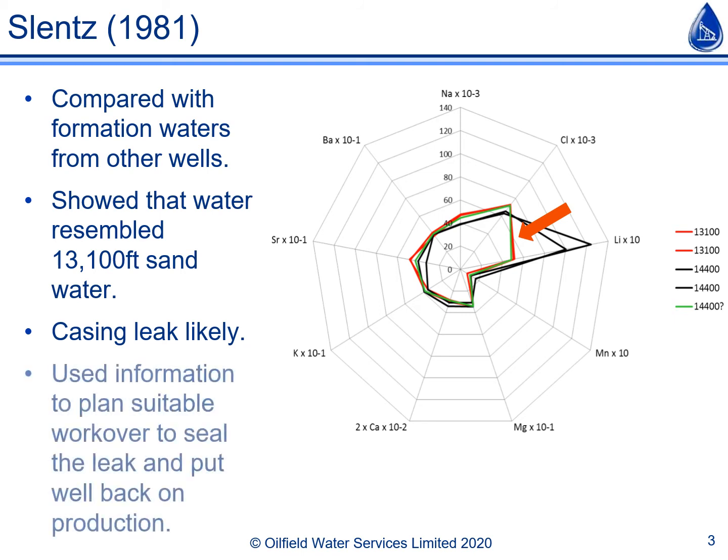This information was then used to plan a suitable workover to seal the leak and put the well back on production. The important point to note here is that the information from the produced water analyses allowed them to plan what they needed to do ahead of the well intervention. Evidently, this can help keep the costs down and reduce the uncertainties associated with the workover.